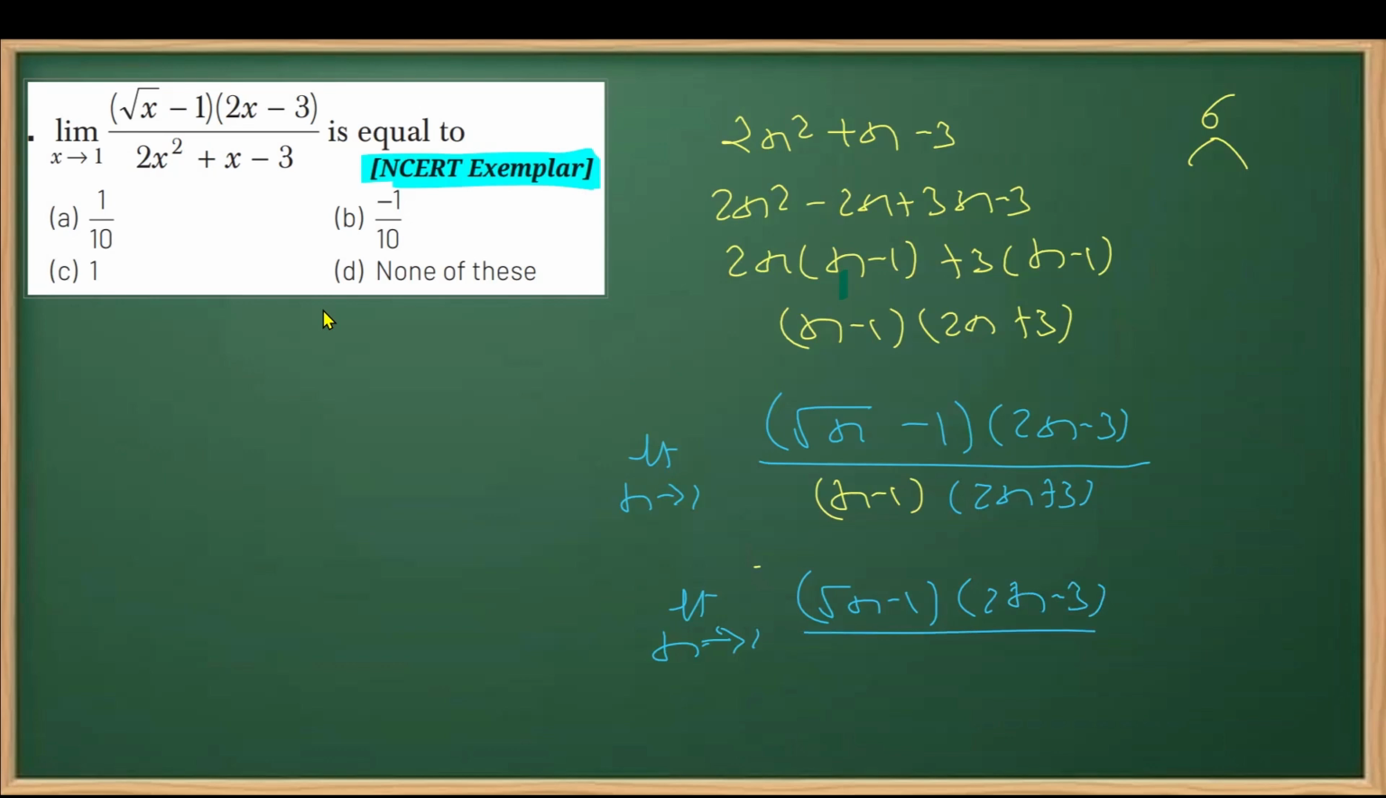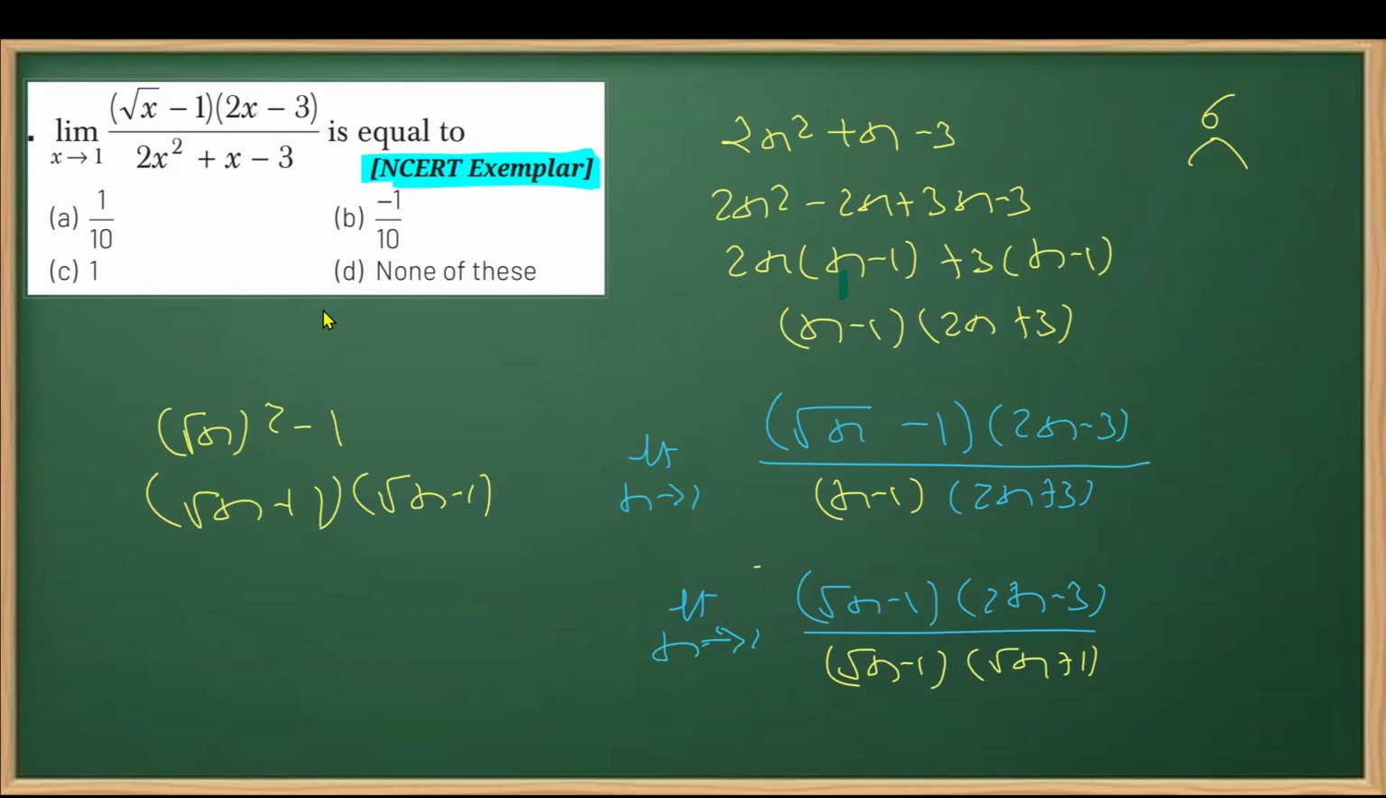And this, as I said, I can factorize it, and I can write this as a minus b into a plus b. Basically I wrote x as root x whole square minus 1. So this can be written as a plus b into a minus b. This is root x minus 1, and that multiplied by 2x plus 3. Now check here, this gets cancelled, right? So you can see that the 0 by 0 form gets cancelled.